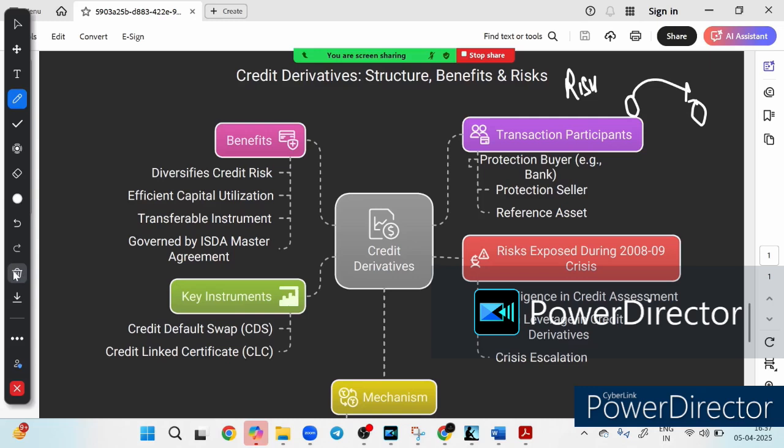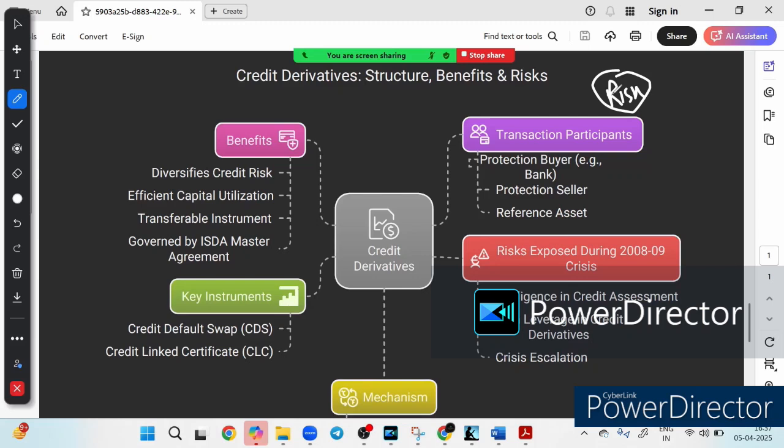What is credit derivative? See, credit derivatives are like financial contracts, right? They help institutions transfer credit risk from one entity to another without selling the underlying asset. We don't need to sell the underlying asset, but what we are doing is transferring credit risk from one entity to the other. That is the definition of credit derivative. Again I am repeating, you are transferring risk from one entity to another without selling the underlying asset. You are not selling the asset, but rather you are transferring risk from one entity to the other.